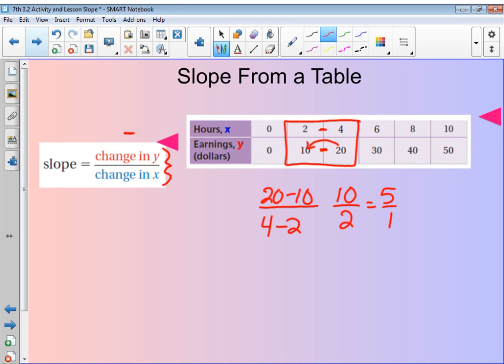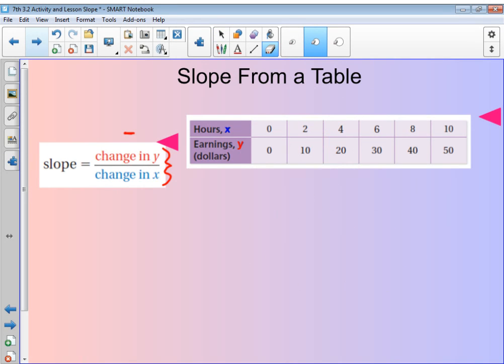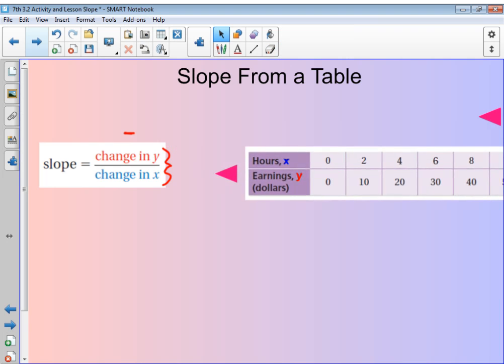And when you do these, you should always get the same slope. So you can pick any 2 points. I would recommend picking 2 points that are next to each other. It'll possibly help in terms of having to reduce it. But as you could tell from the first one, we still had to reduce. So it's not always going to avoid you having to reduce the number down.